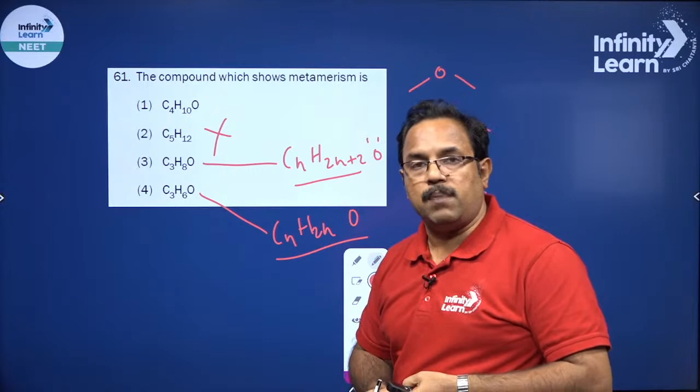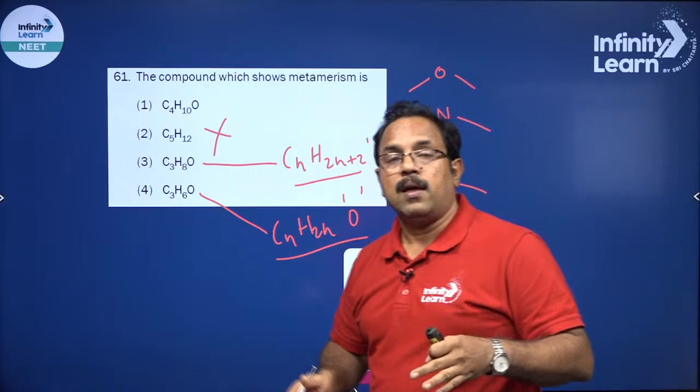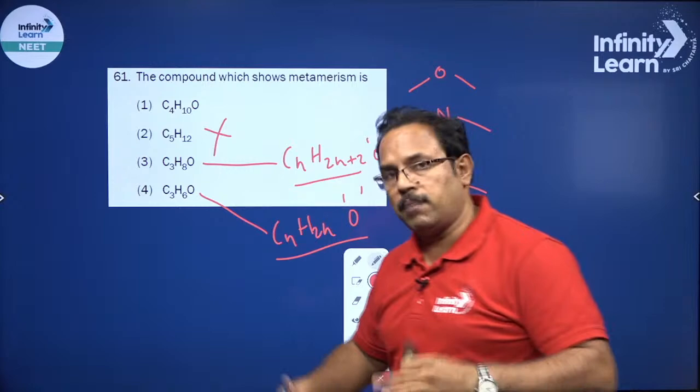Alkene plus oxygen, it is aldehyde and ketone. Alkane plus oxygen, it is alcohol and ether, because a single oxygen, don't get confused. Alkane plus oxygen is alcohol, ether. Alkene plus oxygen is aldehyde, ketone. Other members are also possible, but I'm just saying.